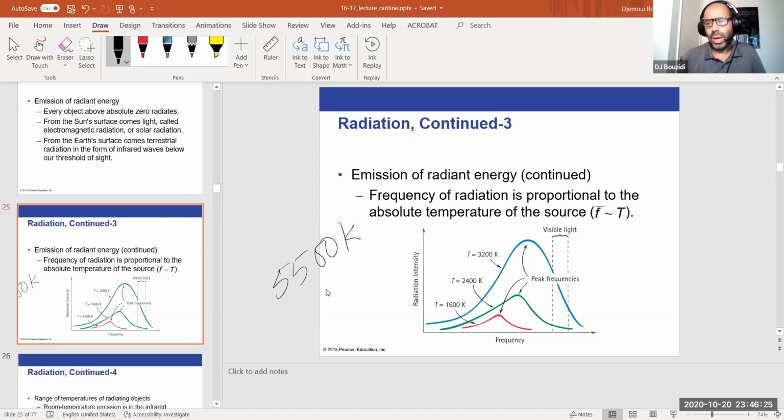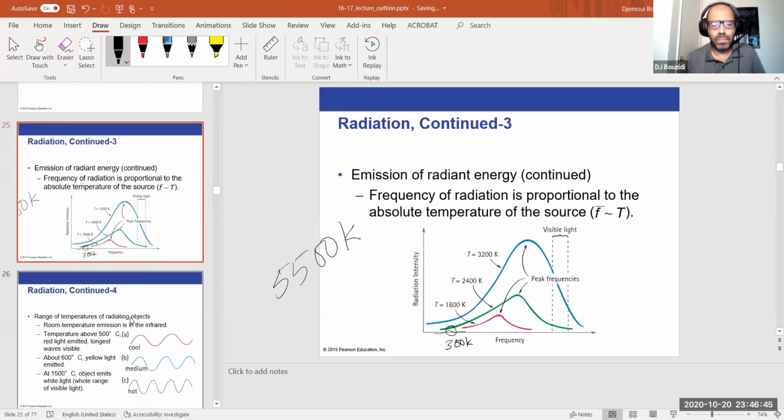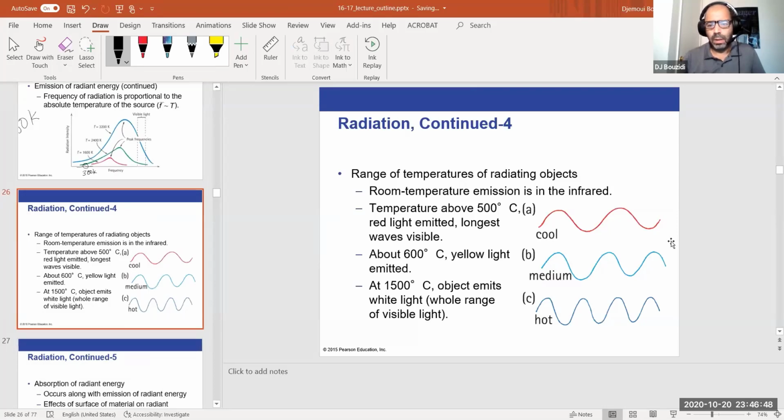And the only reason why we are not basically in the visible region is because our temperature is much less. We are sitting at 300 Kelvin. So right now, our curve would look like this, probably here. Barely here at 300 Kelvin. But we have a curve nonetheless. We still emit radiation. Again, the longer the wavelength, the cooler, the less energy it carries. The higher the temperature, the higher the frequency.